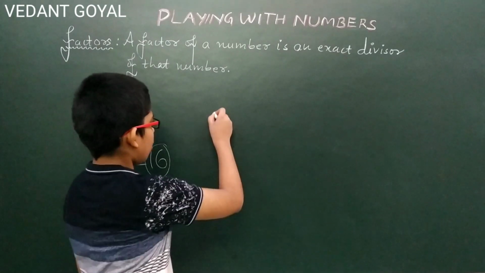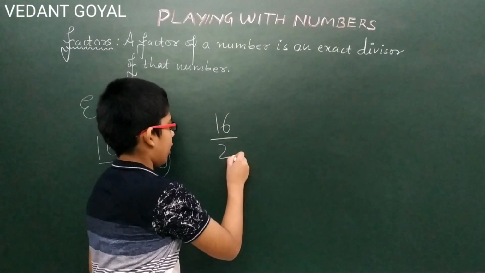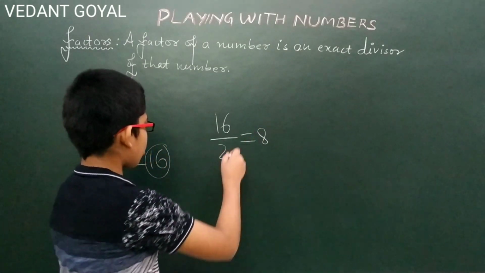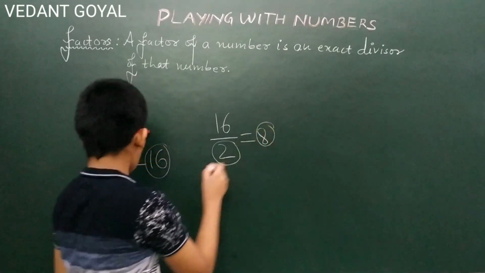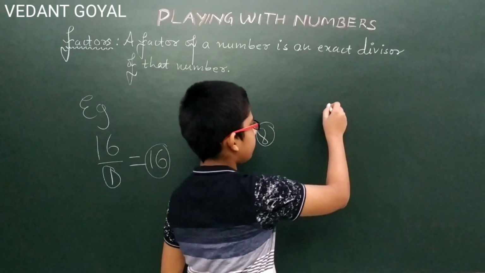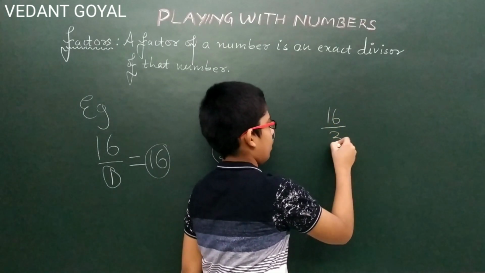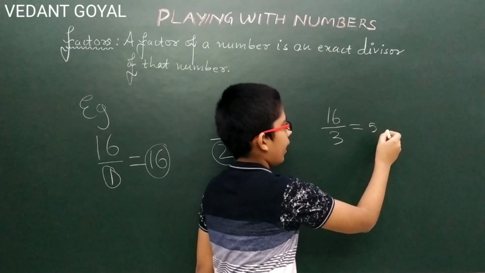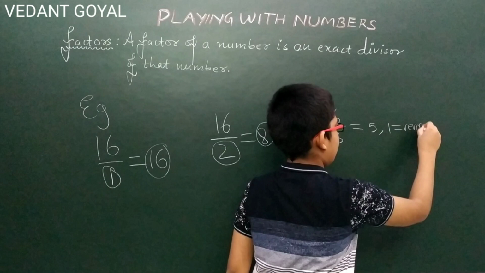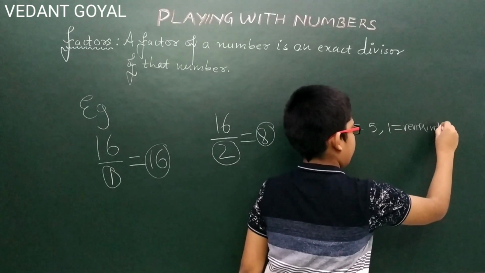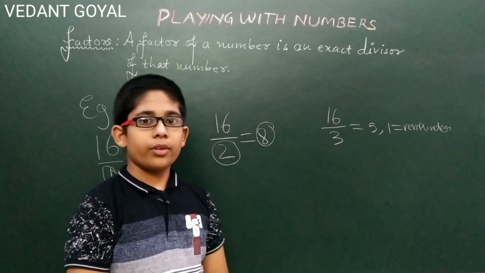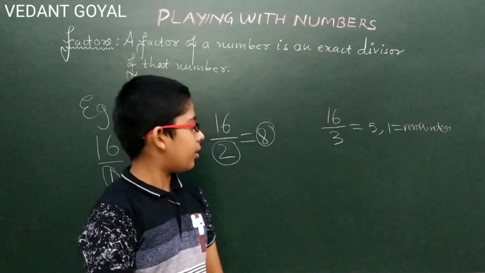So it will also be a factor of the number. Next we will check 2. If we do 16 divided by 2, we will get 8. So these two are the factors of 16 also. Then we will check by 3. We will get 5 and 1 as the remainder. So 3 or 5 is not the factor.